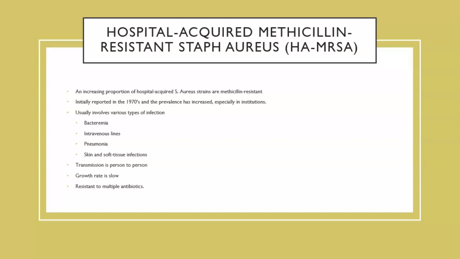The transmission is typically person to person. The growth rate is usually slow, and it's resistant to multiple antibiotics. So again, the people that you really have to watch out for are your immunocompromised patients, or perhaps patients with end-stage disease that causes their immune system to be a little bit less effective than it should be. So it puts them at more risk. Your diabetics, people that have some sort of neurological disorder that causes their feeling to be diminished. All of these cases put them at more risk for developing MRSA.